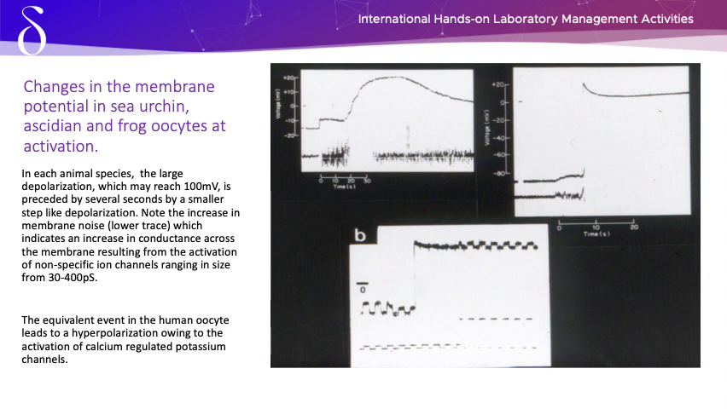The depolarization can reach 100 millivolts, and we noticed in these recordings that each large depolarization was actually preceded by a smaller step-like depolarization. This step-like depolarization was characterized by an increase in membrane noise, which indicates an increase in conductance across the plasma membrane. In the sea urchin and the ascidians, we estimated that the ion channels that were opened by the sperm, we call them fertilization channels, had a conductance ranging from 30 to 400 picosiemens.